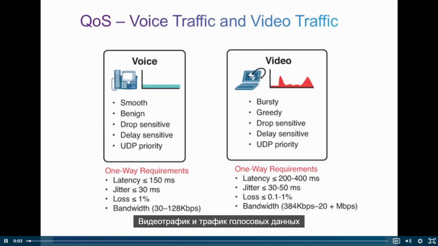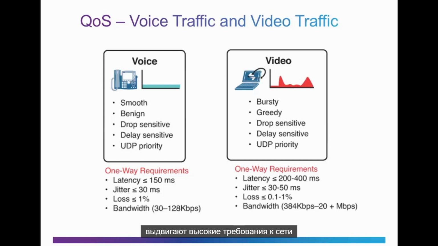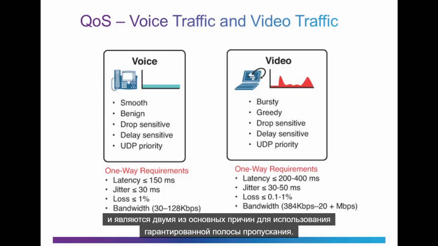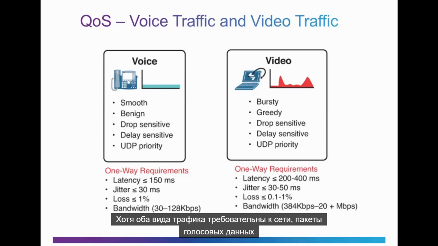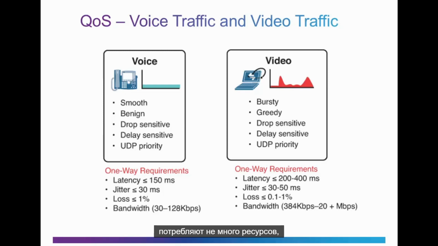Voice traffic and video traffic place a greater demand on the network and are 2 of the main reasons for QoS. There are some differences, though, between voice and video. Though they are both demanding, voice packets do not consume a lot of resources because they're not very large and they're fairly steady. So the characteristics are smooth and benign in regards to the demand it places on the network. However, voice traffic is sensitive to drops and delays and therefore requires prioritization.